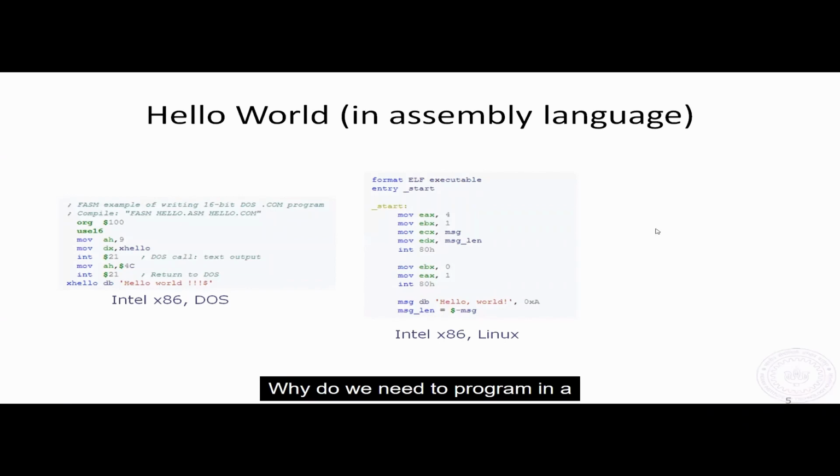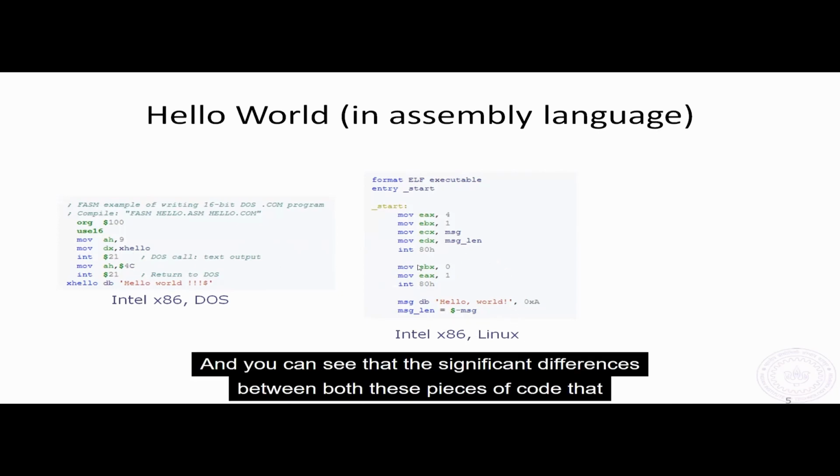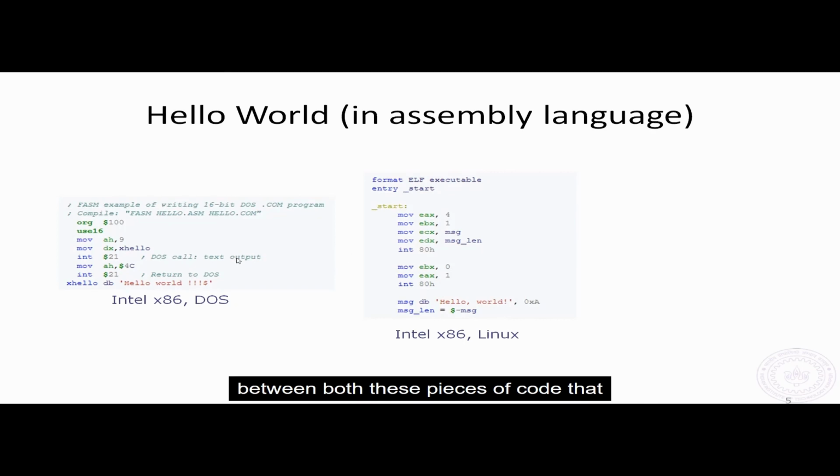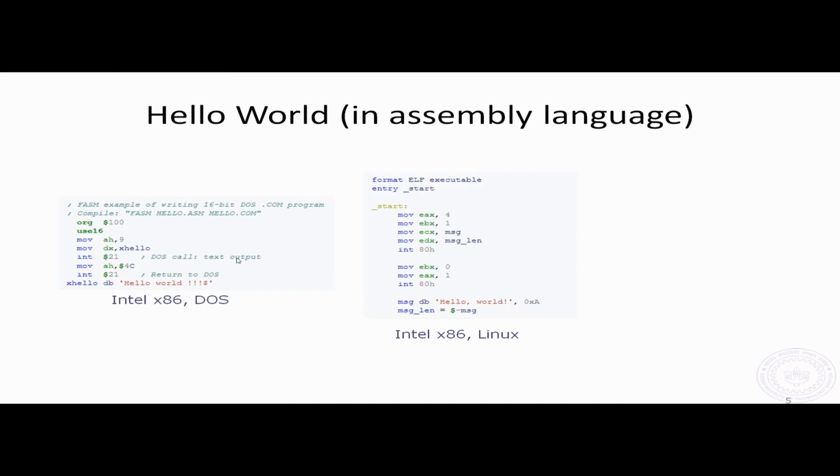Why do we need to program in a high-level programming language like C? On this slide, I'm showing you how you can print the message "Hello World" out on a computer that uses an architecture based on the Intel x86 chip and running a DOS operating system. And here I'm showing you how this happens for a computer that's running the same architecture but the Linux operating system. And you can see the significant differences between both these pieces of code that are actually meant to do the exact same thing.